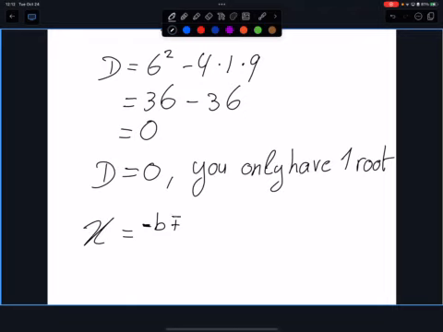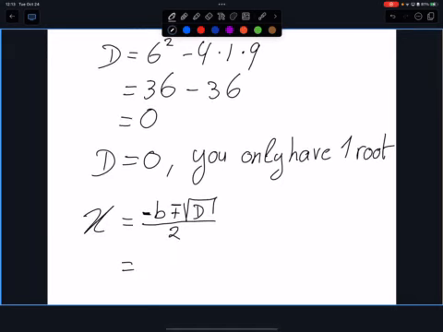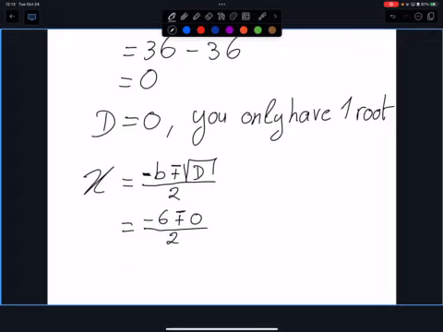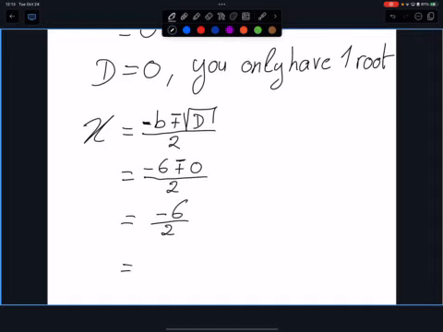You can either add or subtract the square root of d, which is 0, and the square root of 0 is 0. So it does not matter if you add the discriminant or subtract, it's always 0. Divided by 2 times 1 equals 2. B is 6. Negative 6 plus 0 or subtract 0, it's all the same. Divided by 2. Your answer is negative 6 divided by 2. Answer, negative 3.